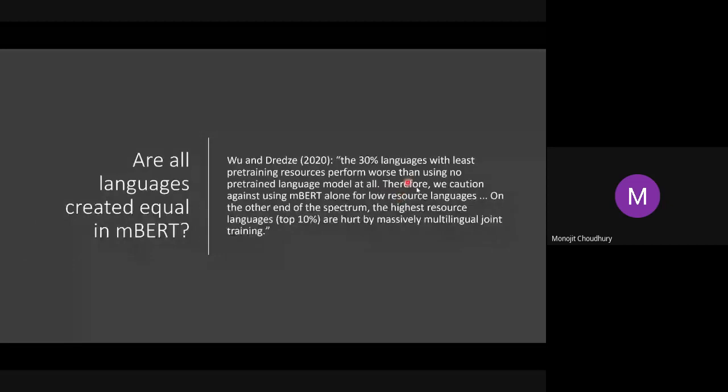On the other hand, the highest resource languages like English and French, which are in the top 10%, are also hurt by massively multilingual joint training. Why? Because English has so much data that you can train very good models just by using English data. Similarly for French, so it doesn't help them either. So it's only the languages in the middle which are helped by this zero-shot transfer.